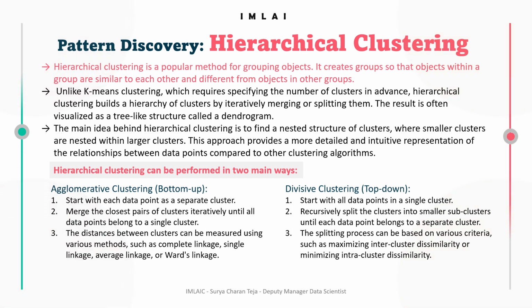To sum it up, in hierarchical clustering, the similarity or dissimilarity between data points is measured using distance metrics such as Euclidean distance, Manhattan distance, or cosine similarity. These distance metrics quantify the dissimilarity between two data points and play a crucial role in determining which clusters to merge or split.